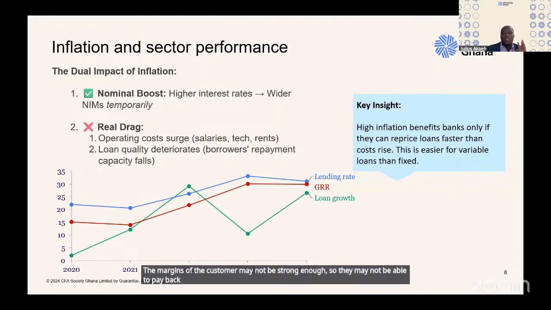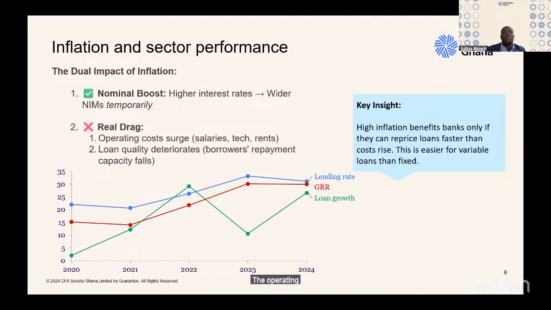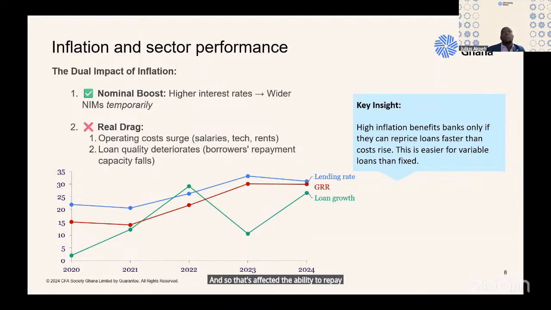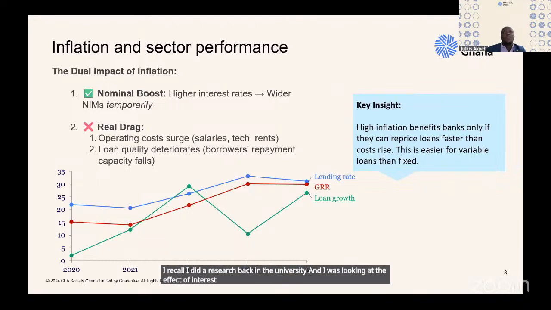loan. In 2015, 2016, when we had a power crisis, the operating cost of several companies was high, and that affected the companies. It affected the ability to repay loans, and that caused NPLs to rise significantly. I recall I did research back in university looking at the effect of interest rates on non-performing loans. I plotted a linear regression, and I think it had a good R square. I did that back in 2015, 2016.